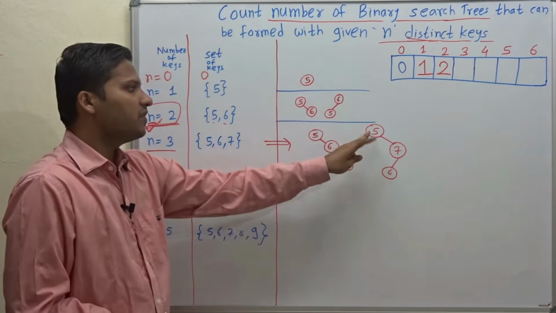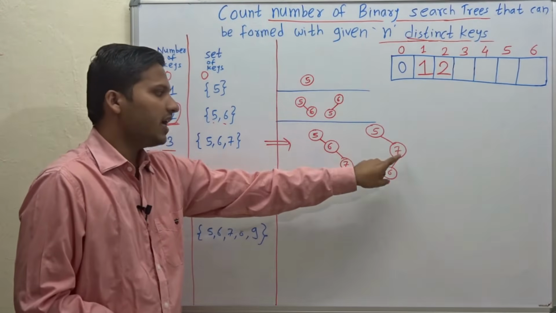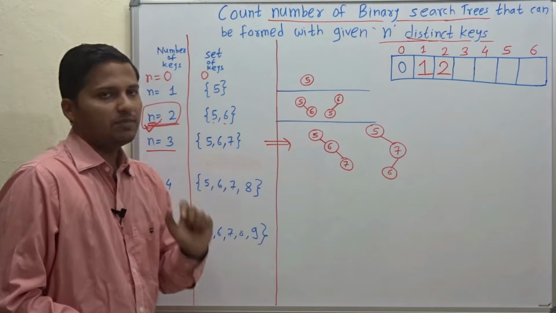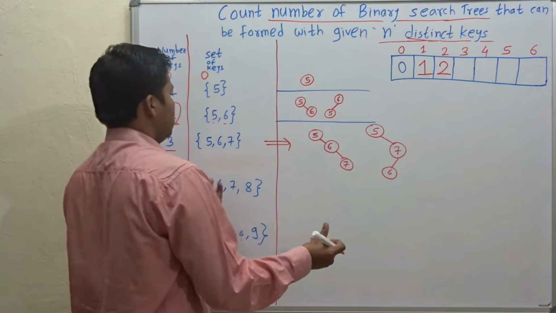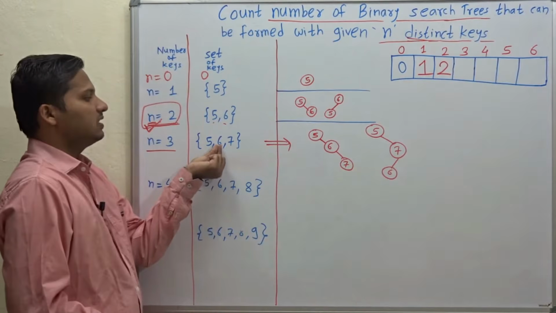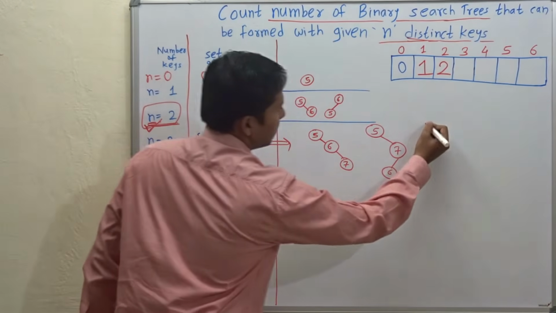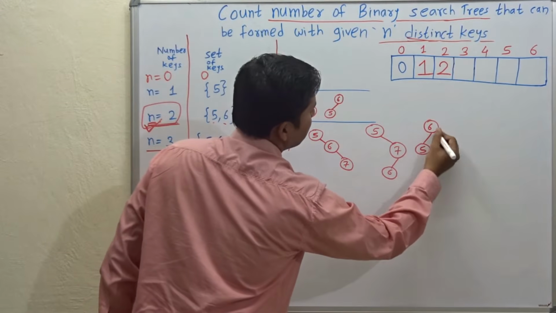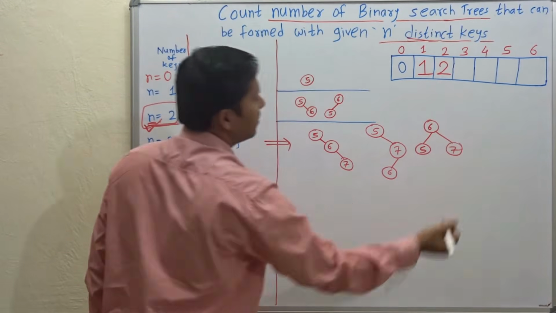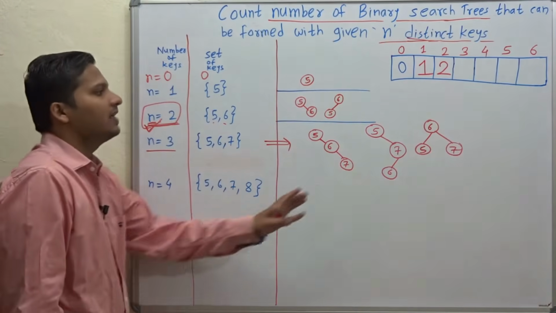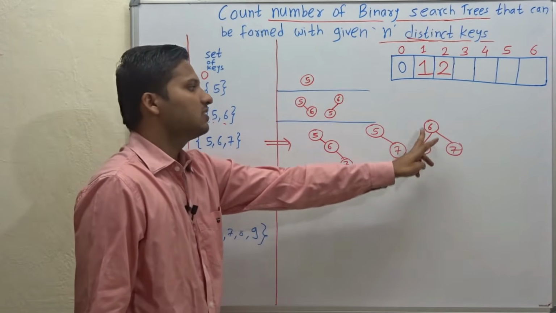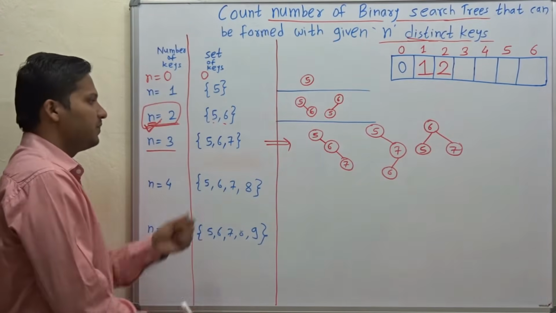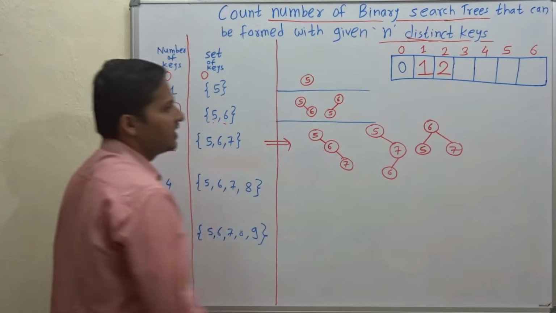Suppose first 5 comes, then 7 comes, and then 6 comes, then this one is also a possibility. Then the next thing is with 6 as the root. So if 6 is the root, then 5 will be on the left side and 7 will be on the right side. So as 6 is the root and this is the sorted order, that is 5, 6, 7, there is only one possibility.